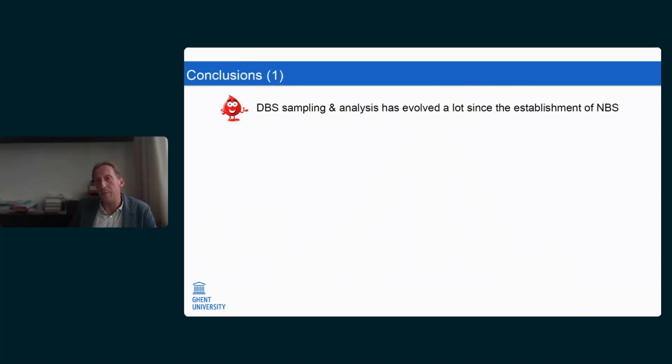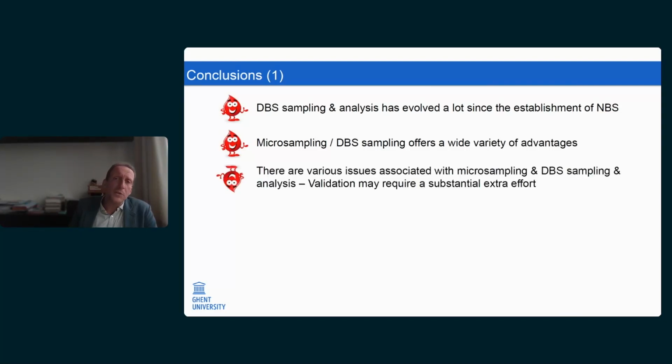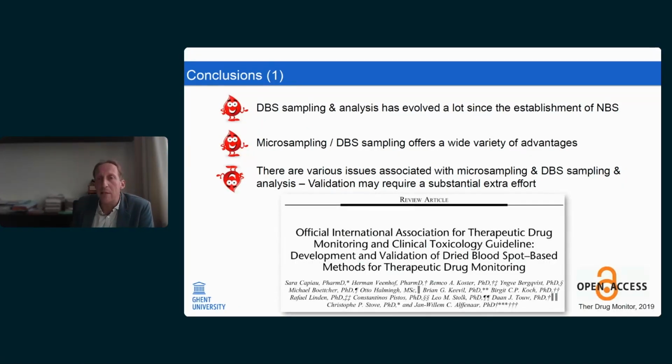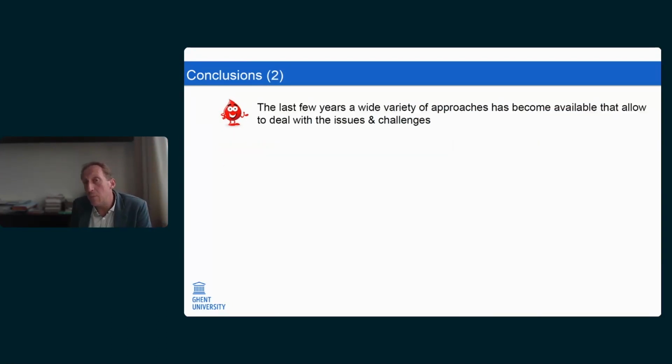So to conclude, dry blood spots, or microsampling in general, and analysis has evolved a lot since the establishment of newborn screening. Microsampling or dry blood spot sampling offers a wide variety of advantages. There are several issues associated with microsampling and DBS sampling, and analysis and validation may require actually substantial extra efforts. But again, there are some guidance documents that should help in that matter.